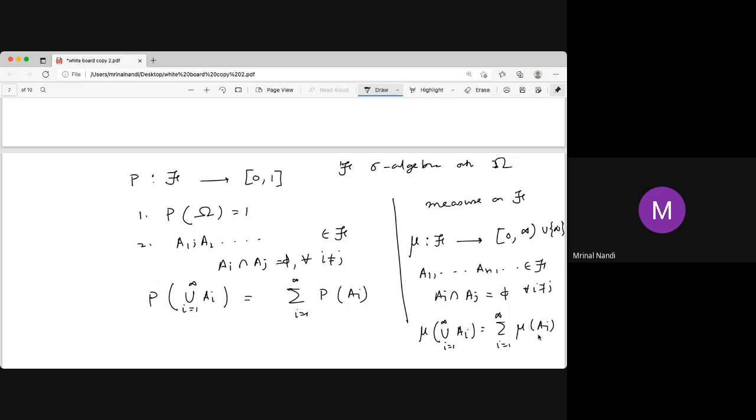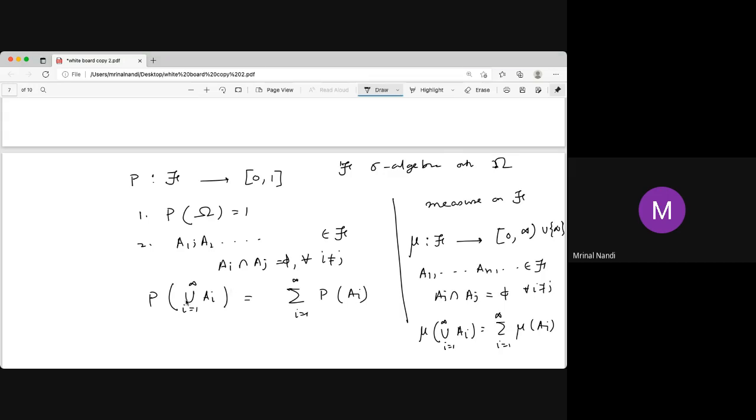Whether this sum converges. Now these are all non-negative terms, and we know that a series of non-negative terms, if it is finite, then it converges, or it may be infinite. If it is infinite, it diverges; it cannot oscillate.